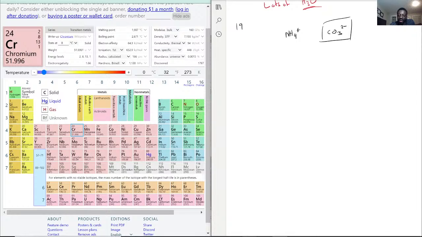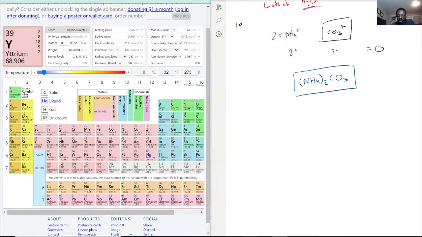To balance these out, we need to make sure we have the same amount of positive and negative charge. So we need to multiply the ammonium by 2, and now we have 2 plus and 2 minus, so it equals 0. The whole formula would be (NH4)2CO3. This should be the balanced formula for ammonium carbonate.